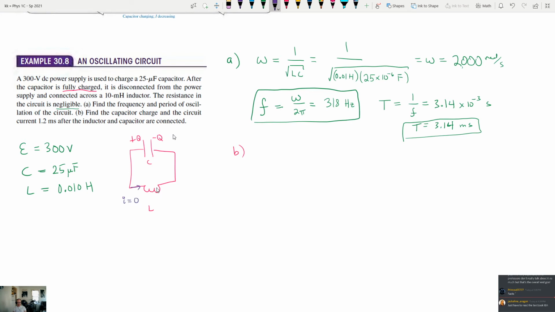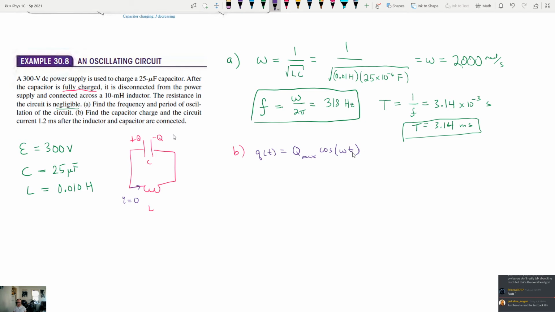That's where we are. So if I want to find the capacitor charge and the circuit current 1.2 milliseconds after the inductor and capacitor are connected, I need to define my initial conditions. Our general equation for the charge as a function of time was Q equals Qmax multiplied by, let's try cosine of omega t plus phi. I'm just going to say that this is probably going to work, and we'll just check.